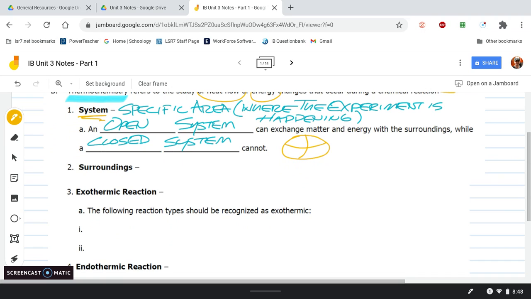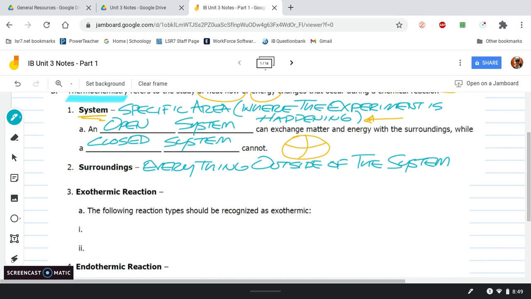So surroundings. The system is the specific area where the experiment is happening, where we're focusing our attention. And the surroundings are everything outside of the system. So that's everything else, like the entire universe. All kinds of things can be going on outside of the system. All right. For you guys, the system is half the time going to be like a coffee cup. So nothing super fancy here.